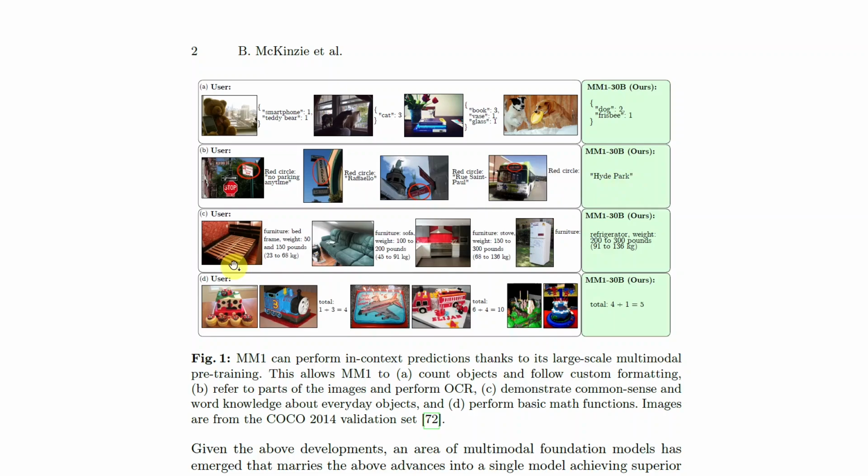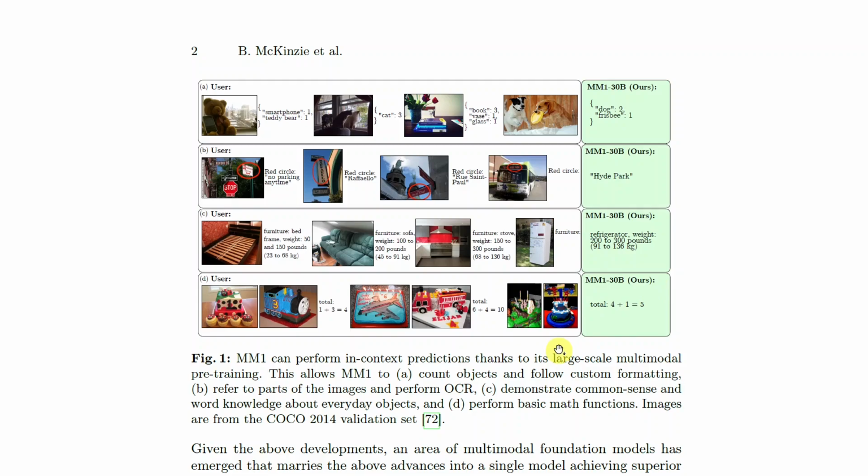So interesting results. MM1 can perform in-context predictions thanks to its large-scale multimodal pre-training. This allows MM1 to count objects and follow custom formatting, refer to parts of the images and perform OCR, demonstrate common sense and world knowledge about everyday objects, and perform basic math functions. So the last one is basic math functions. Basically 1 plus 3 is 4. Similarly, 6 plus 4 is 10. So what is the output of 4 plus 1? The answer is 5. So interesting results here.